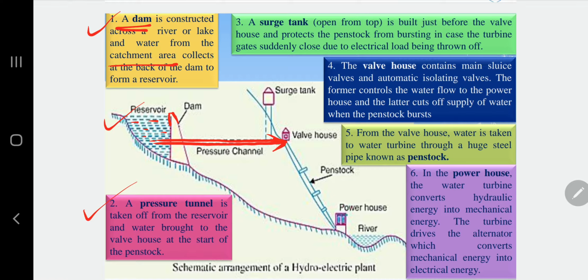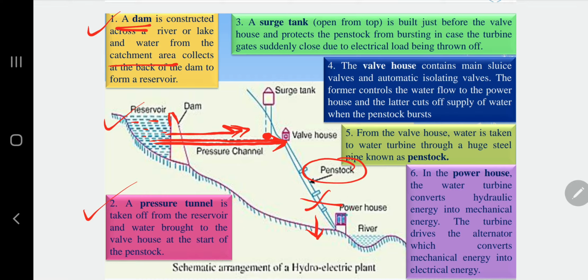Now third comes the surge tank. What is a surge tank? A surge tank is an opening which is given at a point in the pressure tunnel itself. The purpose of this opening is this: whenever water is flowing through the pressure channel and a sufficient load is not there, or the load is very low, or suddenly the load is cut off, the water flow is still there. What happens then? The penstock has a chance of bursting.